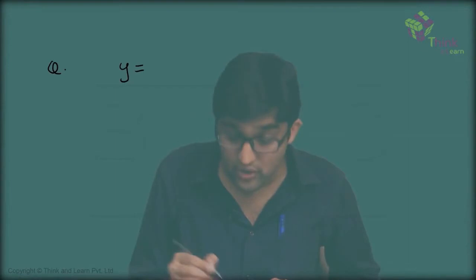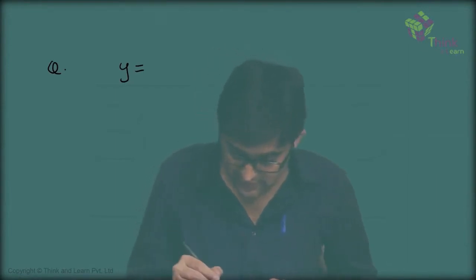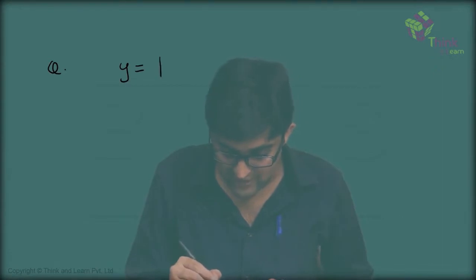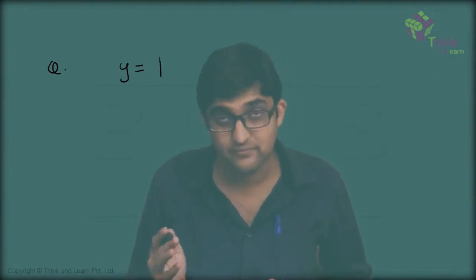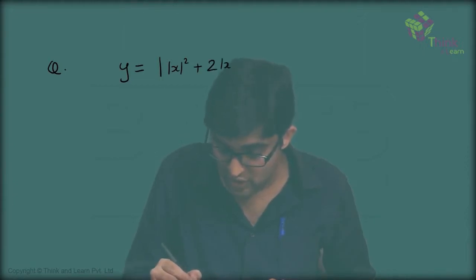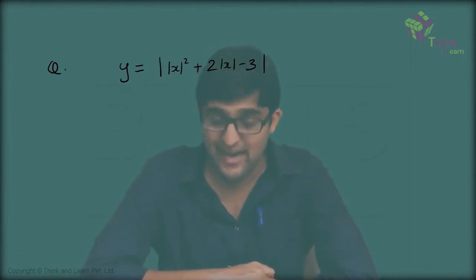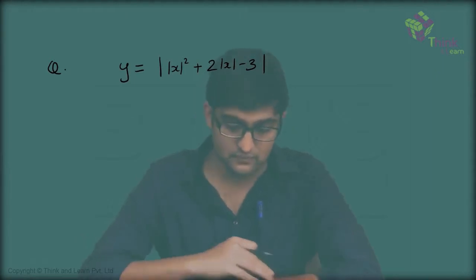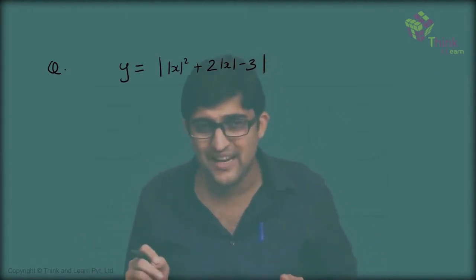Next question. The question is you are again asked to plot the graph here. I am giving you a function here which is y is equal to modulus of x square plus 2 times modulus of x minus 3, and for the entire function I am again doing a modulus, right? So this has to be plotted. Again, use the same thing, use the transformation idea.